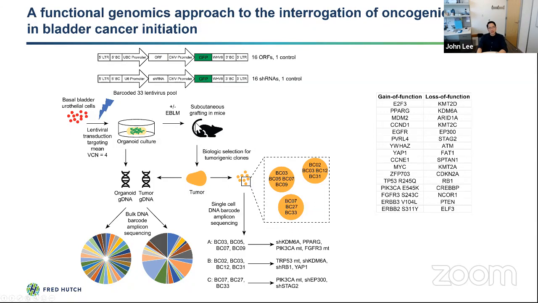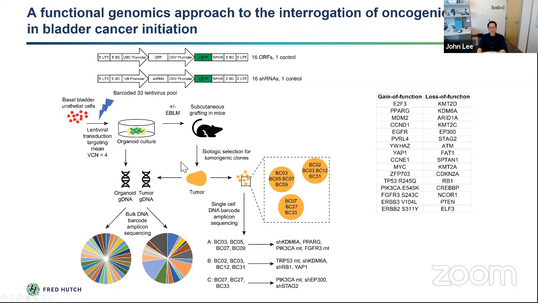The idea is that in mice, we'll biologically select for tumorigenic clones, the hope being that these tumors will be polyclonal. Then we can use single cell DNA barcode amplicon sequencing to really determine what are the lentiviruses that have been integrated into each of these tumor clones. And this is just an example that is shown here.